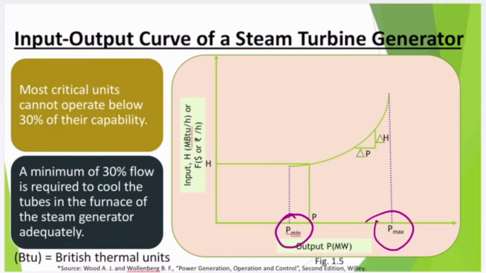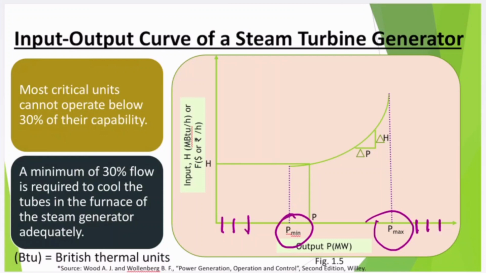What is P min? P min means the minimum power that is expected to be produced from a power plant at any given point of time. It means I cannot generate anything less than P min. Similarly, for a given power plant at its maximum operating point, we can generate the maximum power, so at no time can I go beyond P max.